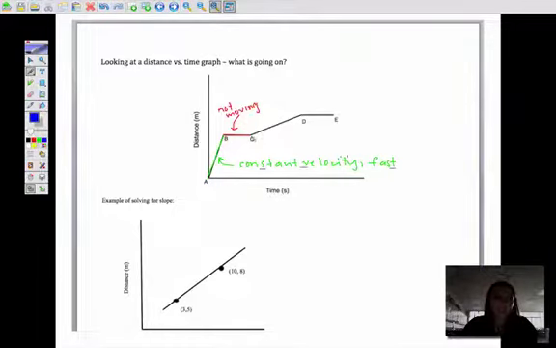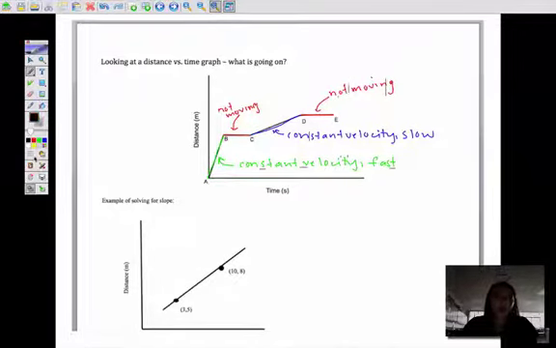From C to D, it's a straight line again, which means I have a constant velocity. But it's not as steep as A to B. So that means I'm moving slower. And then from D to E, it's a flat line. So that means I'm not moving again.